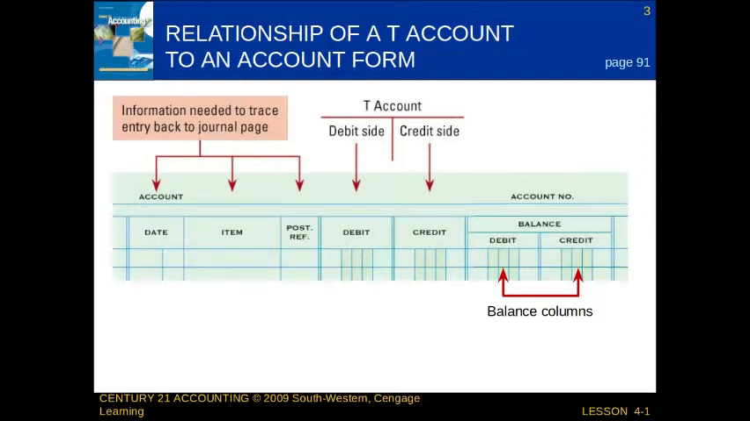However, if we had a liability account, liabilities have normal credit balances. So we would put that amount in the credit column, and then we would bring that amount over to the credit balance column. Where it says account, this would be where the name of the account would be listed, and where it says account number, that would be where the number of the account would be listed as well.